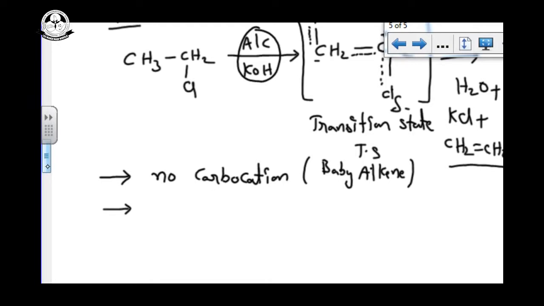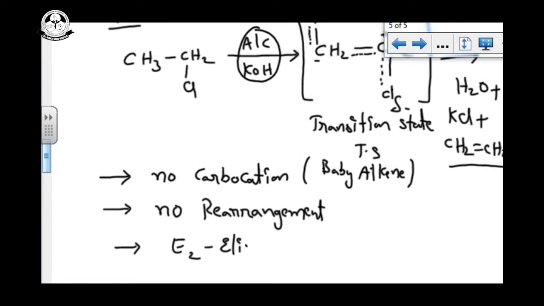No carbocation means no rearrangement, whereas with a carbocation there is rearrangement: hydride shift, methyl shift and phenyl shift. There is no carbocation, so there is no rearrangement, and this is called E2 elimination. That is also elimination, and this is also elimination, but the name we give for this one is E2 elimination. What is the meaning of E2? Bimolecular.